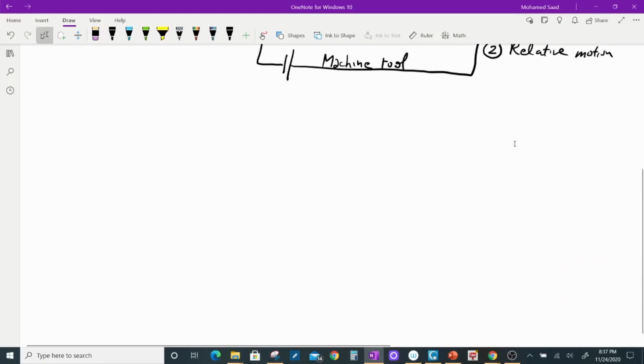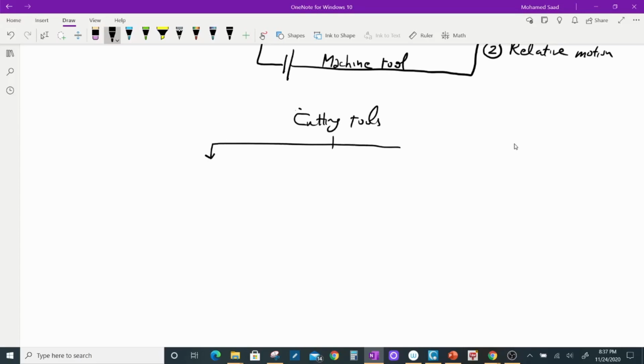Right now, if we talk further, we can say that the cutting tools that you use to remove some of the volume from the workpiece, we can generally divide them into two main categories. We can say we have single point cutting tool, and we have multi-point cutting tool.